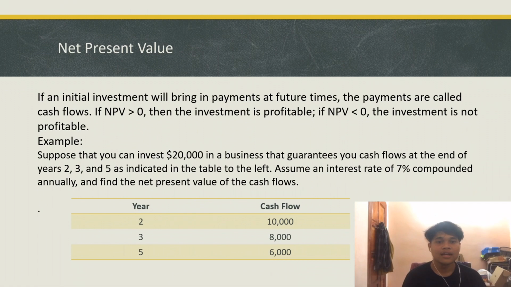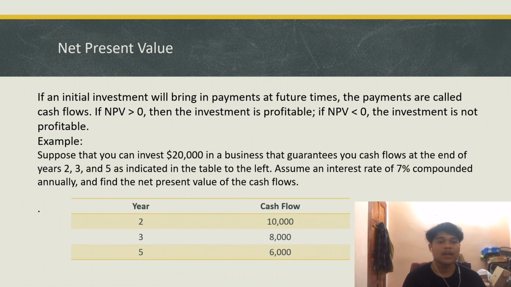Alright, now we're going to the part on net present value. Before we start, I'm going to tell you about the meaning of net present value. If an initial investment will bring in payments at future times, the payments are called cash flow. The net present value, denoted as NPV, of the cash flow is defined to be the sum of the present values of the cash flow minus the initial investment.